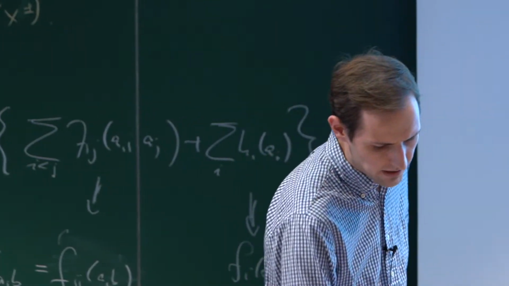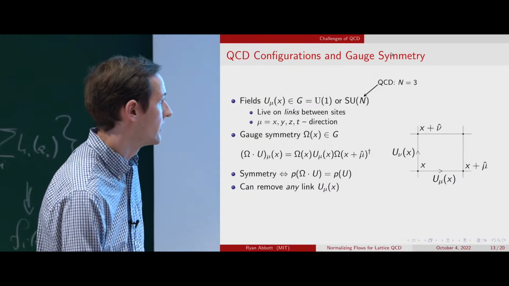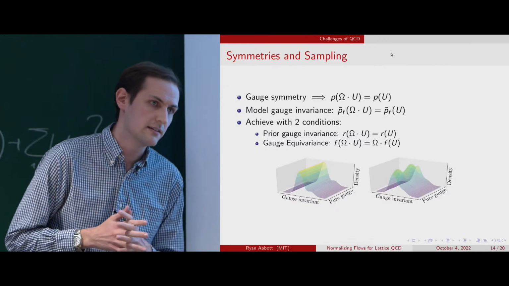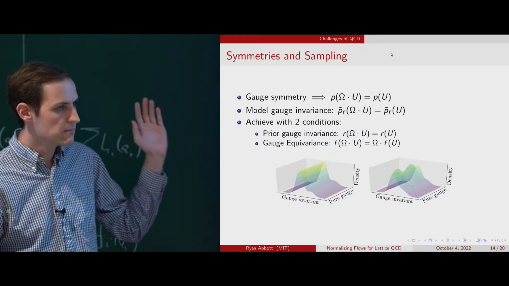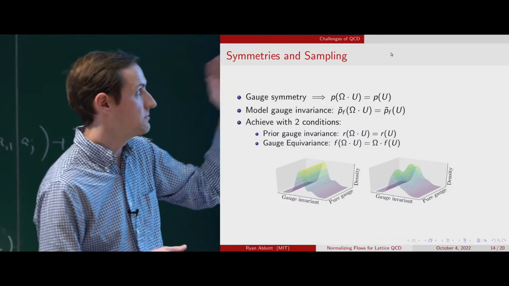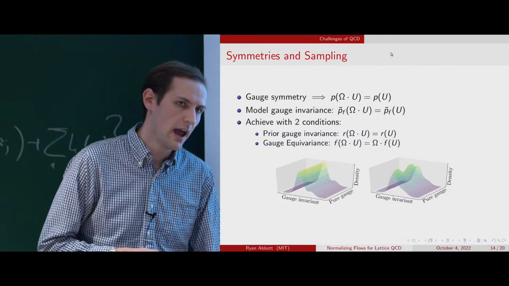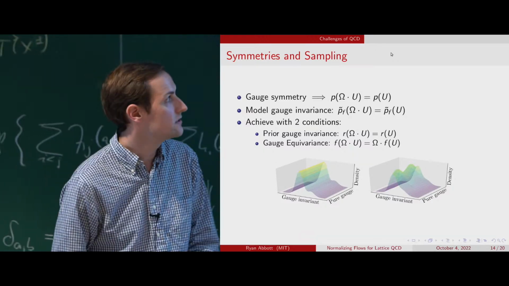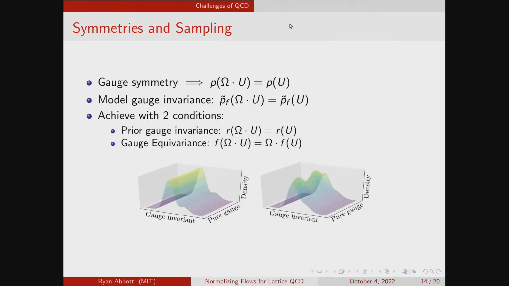So how can we incorporate this symmetry into our theory? Well, the simplest thing to think of is that since the gauge symmetry means that our distribution is invariant under this action, we require that our model distribution is also invariant under this action. And the simplest way to guarantee this is to put two conditions on our flow.